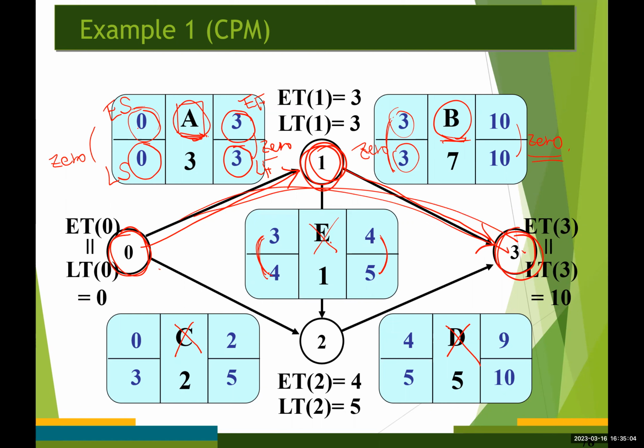Because when you compute the earliest time, you remember we always take the maximum value. That's why the critical path would be the longest path from the start to finish node. And any delay in the duration of a critical activity will delay the completion of the project. So it's very important to monitor very carefully the completion of the critical activities.